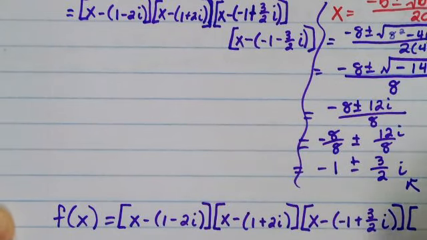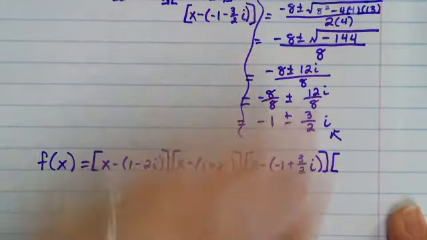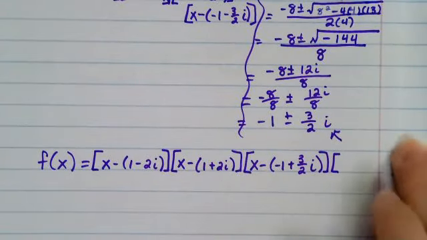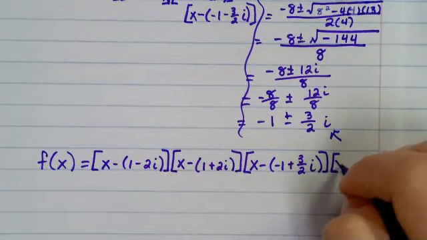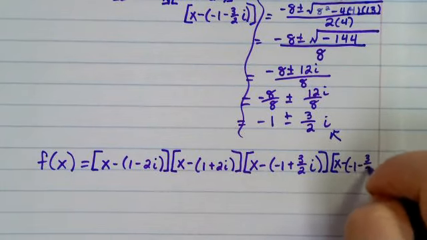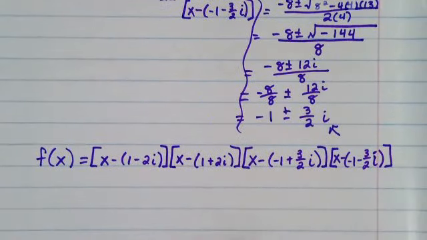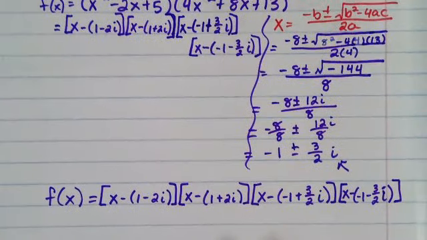And one more. I'm still going to run out of room down here. Goodness. I was trying to write it neater, but I'm going to run out of room. X minus negative 1 minus 3/2 i. Okay, we made it. Okay, we are missing something. So I'm going to run back up to the top.